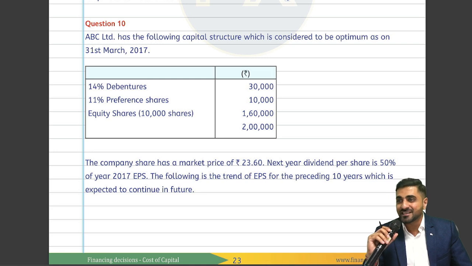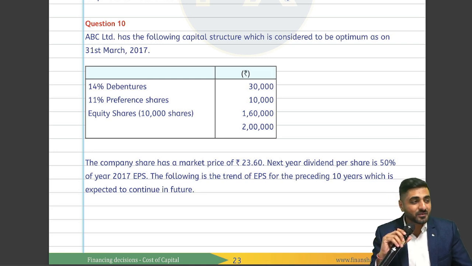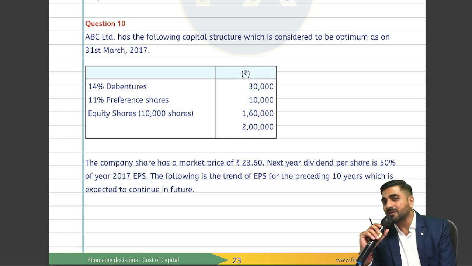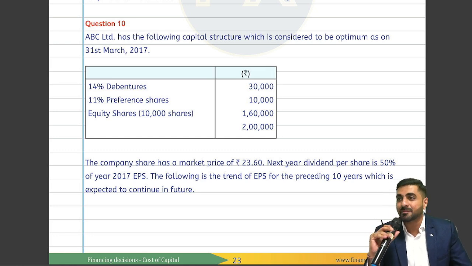Let us start with this question. Now see what is given to you. ABC has the following structure which is considered to be optimum. Optimum means, can I say this is the best capital structure? Right? This is the best capital structure. If the company is going to raise any further funds, will they raise it on the basis of their optimum capital structure only? Come on, yes or no? Yes, sir. Always remember like that. Whenever they give you optimum capital structure, it means the capital structure which the company will follow in future.